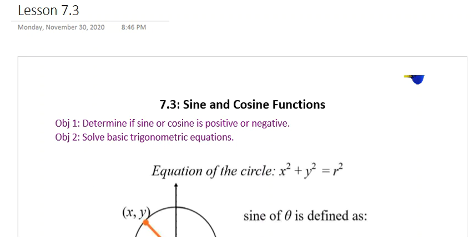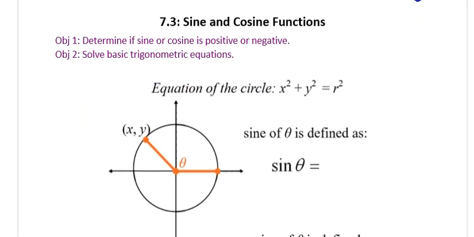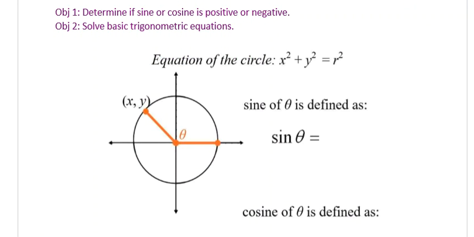Today we're going to talk about sine and cosine functions. Now, before we get much further, okay, I have here an equation of a circle, and I have some generic point x comma y. The equation of a circle is x squared plus y squared is equal to r squared, r being the radius of the circle.